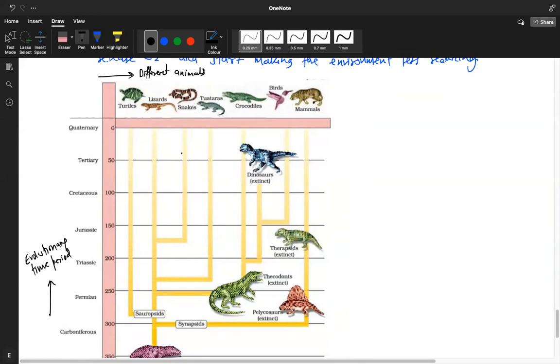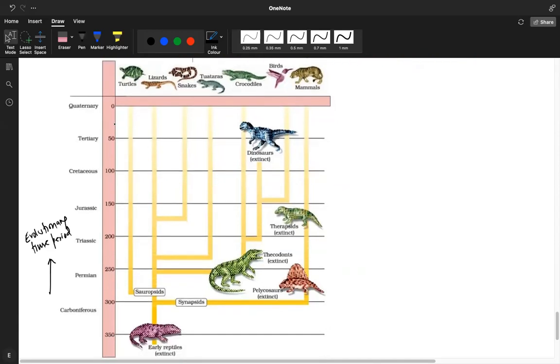Amphibians and fish are not present here, right? Now you have to tell me why there is no amphibian and fish here. That is one question that you will address. And also take the example of turtle. What you have to include when you're writing turtle, crocodile.